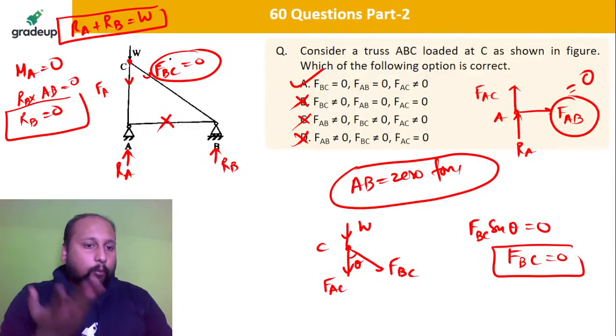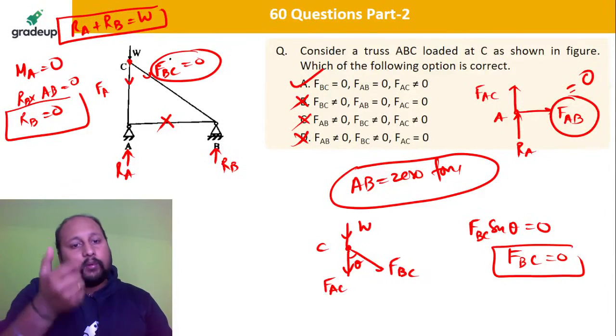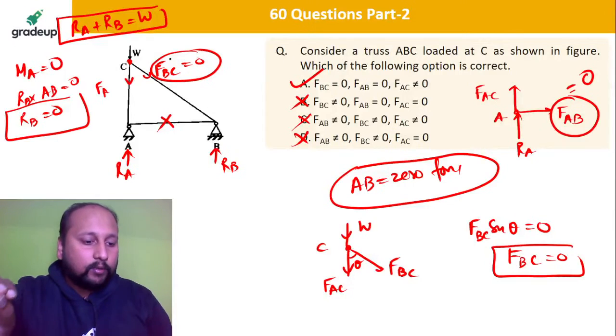You take moment about point A. W will create a 0 moment. RA will create a 0 moment. Only one force is left out, that is RB. And RB into, let's say, the distance AB, is equal to 0.